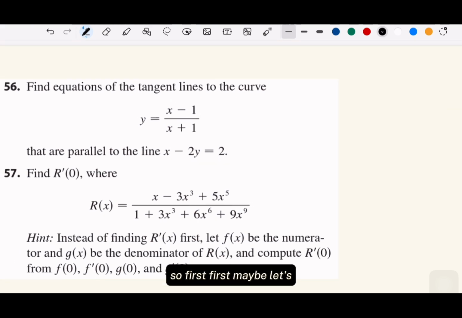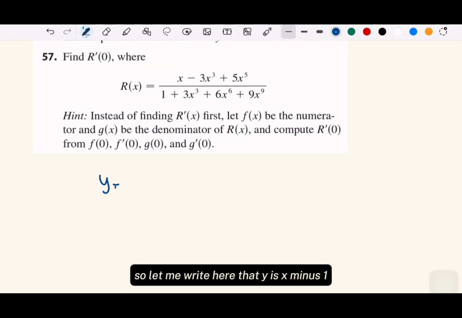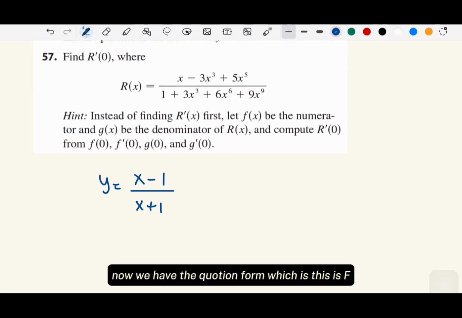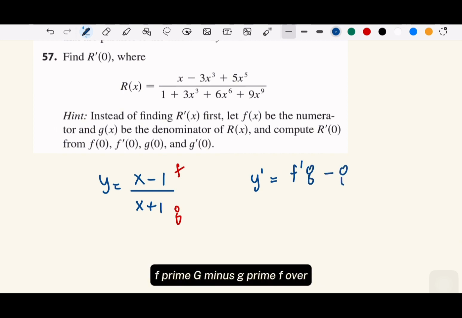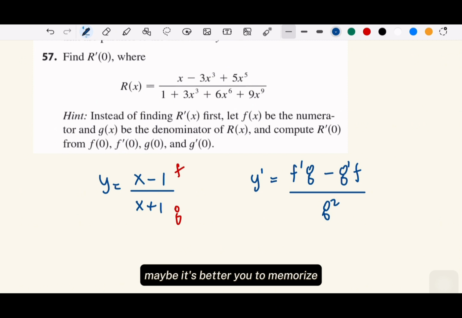So first, maybe let's try to find the first derivative. Okay. So let me write here that y is x minus 1 over x plus 1. Now we have the quotient form, where this is f, this is g. And then y prime, let me write in terms of f and g: f prime g minus g prime f over g squared. Maybe it's better for you to memorize, but not too much. Maybe just some fundamentals that you need to know beforehand.